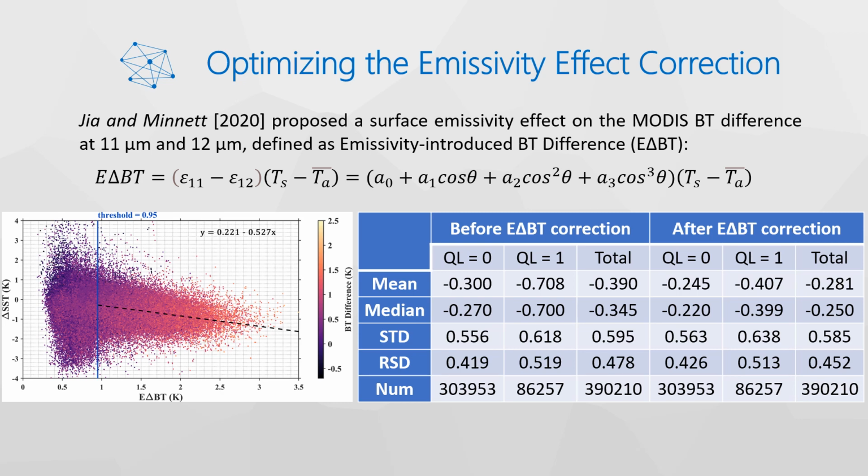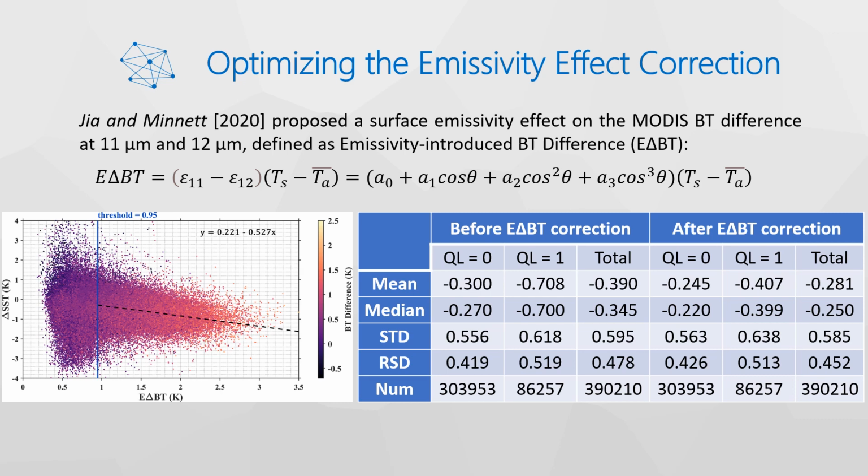Jia and Minnett 2020 proposed a surface emissivity effect on the MODIS BT difference at 11 and 12 micron wavelengths, resulting from the sea surface emissivity difference between the two bands, which is quite small but amplified by the effective temperature difference between the sea surface and the atmosphere, as formulated in the equation and defined as the E delta BT. TA bar is the average of the effective air temperature at 11 and 12 micron associated with the atmospheric downward radiance reaching the sea surface, simulated by the RT-TOV model.